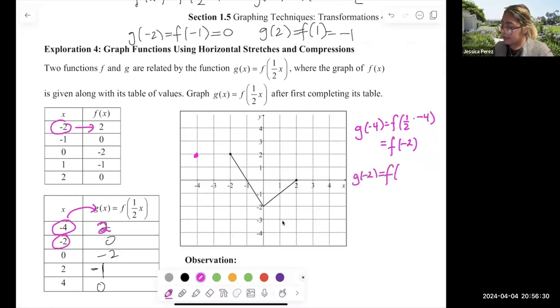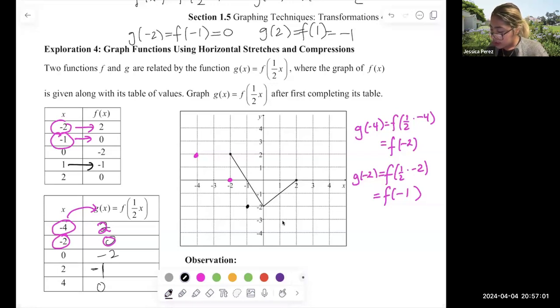When I plug in g of -2, because I'm working with the g function right here, that's going to be f of 1/2 times -2. That's going to be f of -1. But f of -1 is 0. So if I'm at -2, I'm now at 0. At 0, when g is 0, f is 0. So that's at 0, -2 right here. And then when I'm at 2, that's going to be f of 1, which is -1. So at x being 2, I'm at -1 right here.